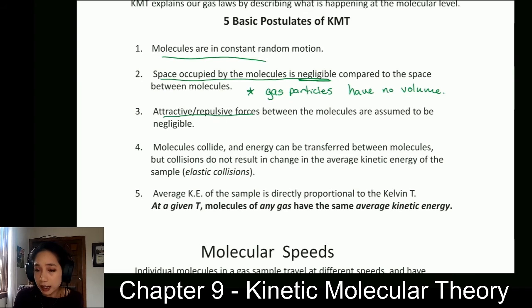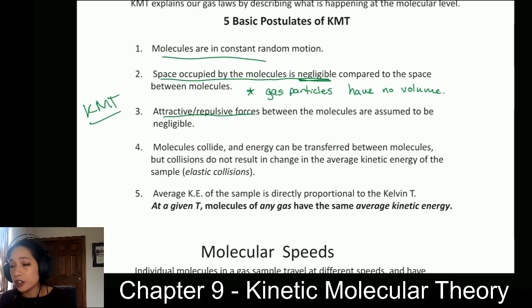Also, in kinetic molecular theory, or KMT, as we also call it, molecules collide and energy is transferred between molecules in the collision, but this does not change the average kinetic energy of the sample. So these are completely elastic collisions. You can think of perfectly elastic collisions like billiard balls. When they smash into each other, there's a transfer of energy where no energy is lost, and so all of it remains kinetic energy.